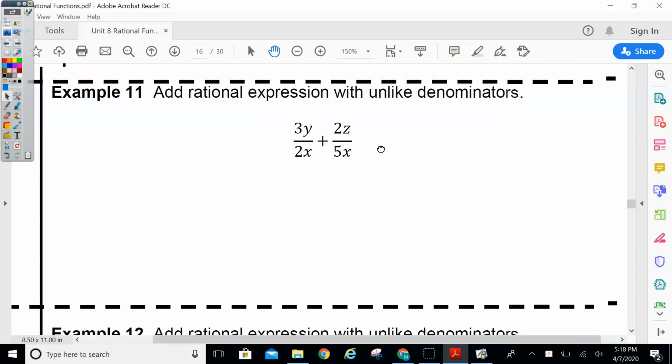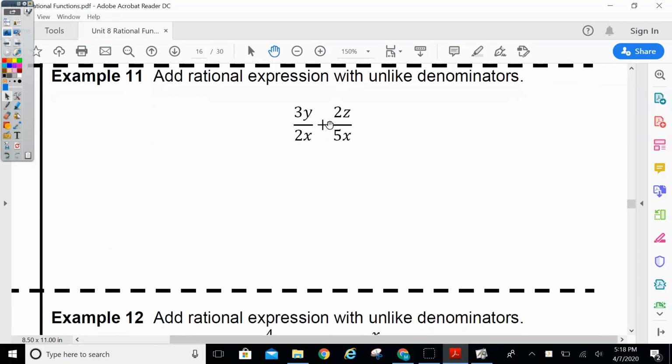So looking at 11, I have 3y over 2x plus 2z over 5x. So notice the denominators are not the same here. I have a 2x and a 5x. So I want to make them be the least common multiple between the two. So they both have an x, so I know that's the least common multiple. And then a 2 and a 5. What's the least common multiple between 2 and 5?